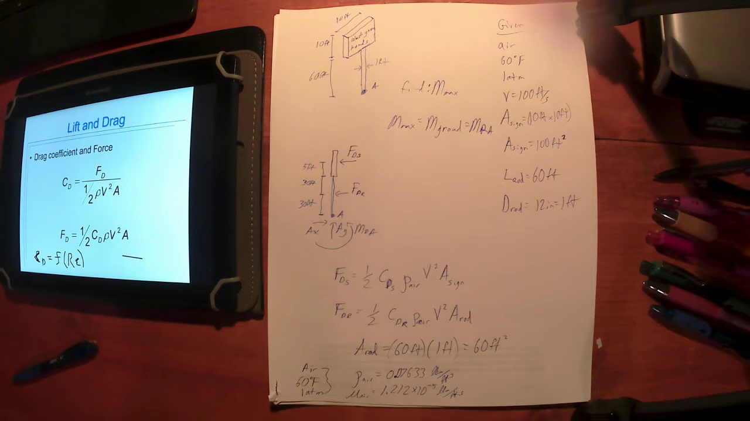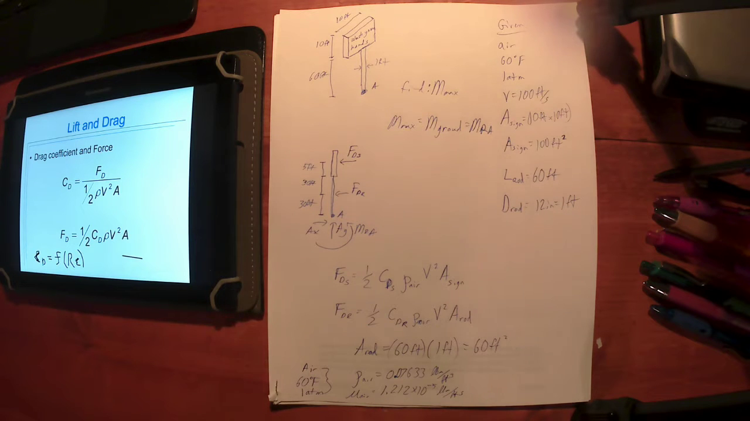Our text is reflecting about 0.07633 pound mass per cubic feet. I assume if you took about 1.2 kilograms per cubic meters and converted that to English, you should get something very close to that. I went ahead and pulled the viscosity.